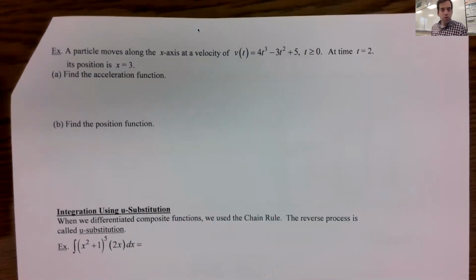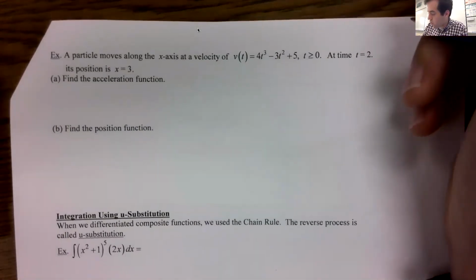Next example, a particle moves along the x-axis at a velocity of v of t equals 4t cubed minus 3t squared plus 5, for t is greater than or equal to 0. At time t equals 2, its position is x equals 3. Find the acceleration function. All right, so we've got the velocity. We can find the acceleration function by taking the derivative, right?